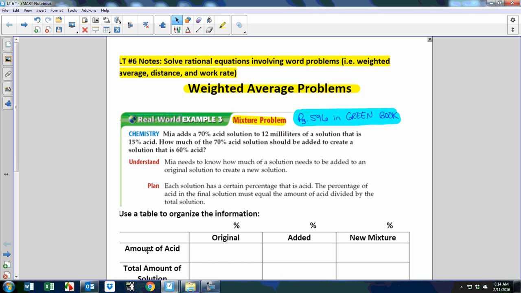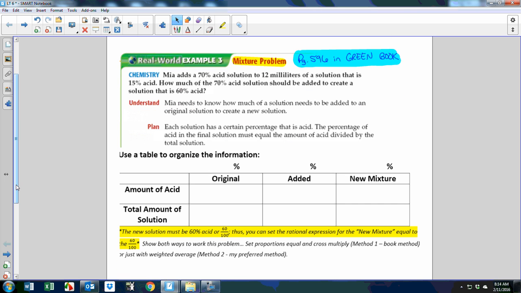The weighted average method that I'm going to teach is different than the Green Book's method. So if you would like to look on page 596 in your Green Book, you will see the same problem worked completely different, except the table will be set up much the same, except one box. The box right here will be different than what the book sets up because they're going to use a different method. So, all right, here we go.